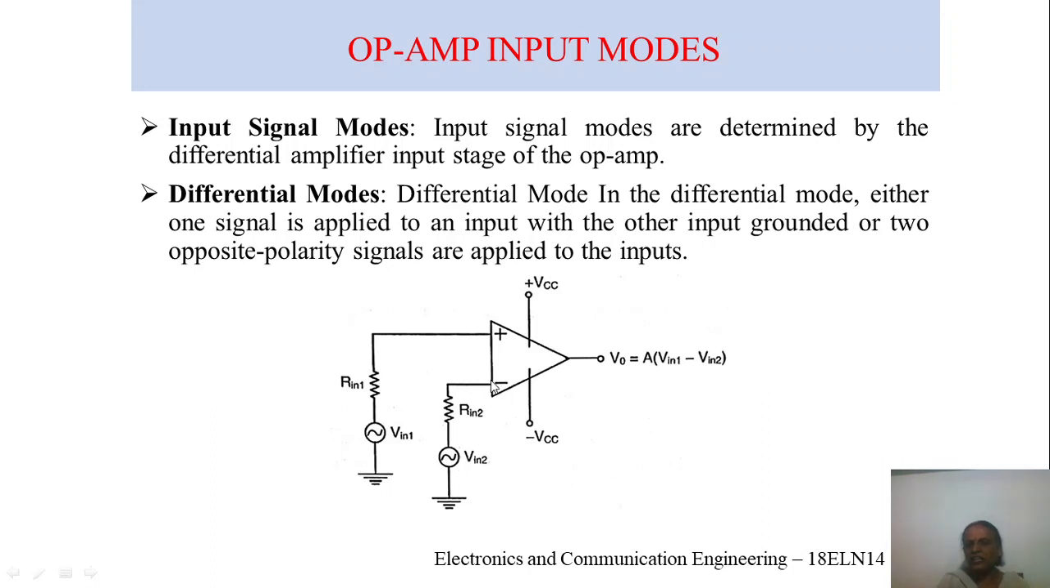If the input is being given only to the minus terminal, that is the inverting terminal, then the non-inverting terminal should be grounded. Or the other way is, I can give voltage levels to both also. If I apply voltage levels to both, which have opposite polarity, see here it is plus and minus, then the differential voltages will be taken into consideration. That is called a differential mode.